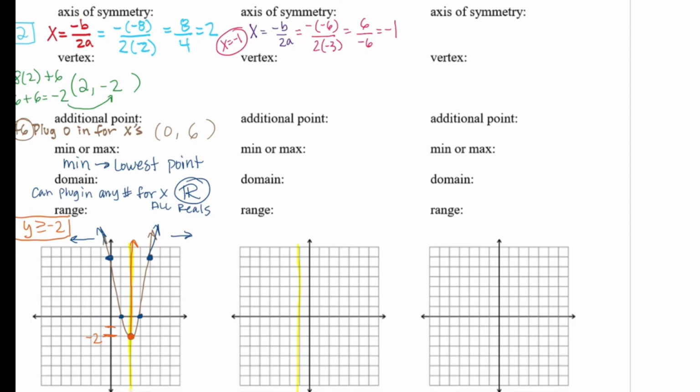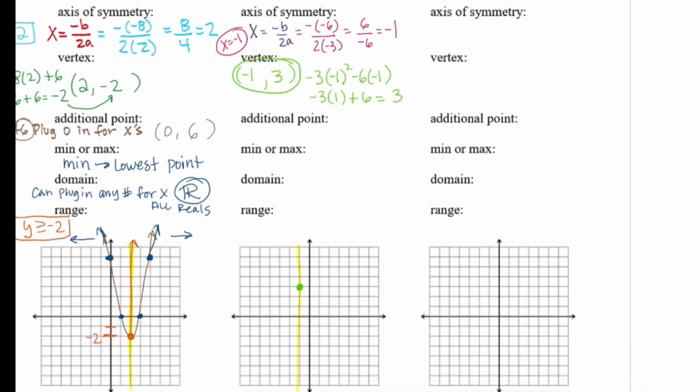On the vertex, we know that it has to be on top of that line. So our x coordinate is going to be -1. To get the y coordinate, we plug it into the original equation. So we have -3 times -1 squared, -6 times -1, plus 0. -1 squared is +1, so we have -3 plus 6, which is +3. So our vertex of this equation is going to be at (-1, 3), and we plot our point there.